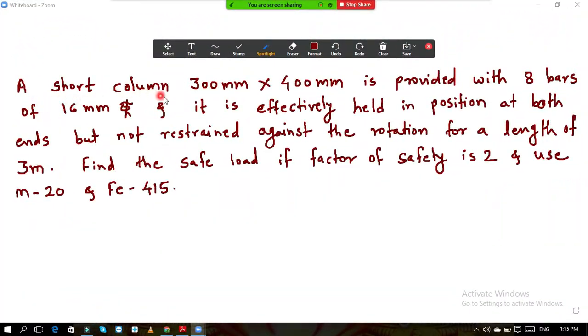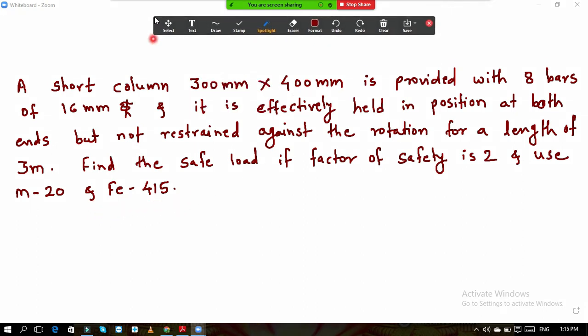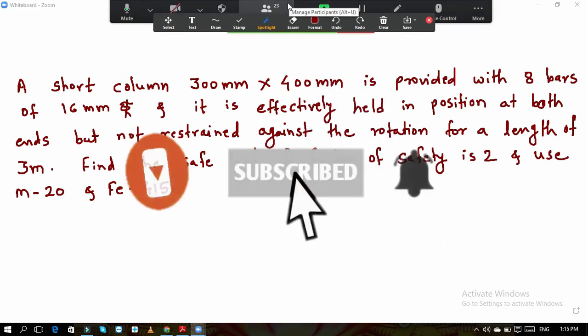A short column 300 mm by 400 mm is provided with 8 bars of 16 mm diameter, and it is effectively held in position at both ends but not restrained against the rotation for a length of 3 meter. Find the safe load if the factor of safety is 2 and use M20 and Fe415. Okay, so we will see now how to solve this problem.